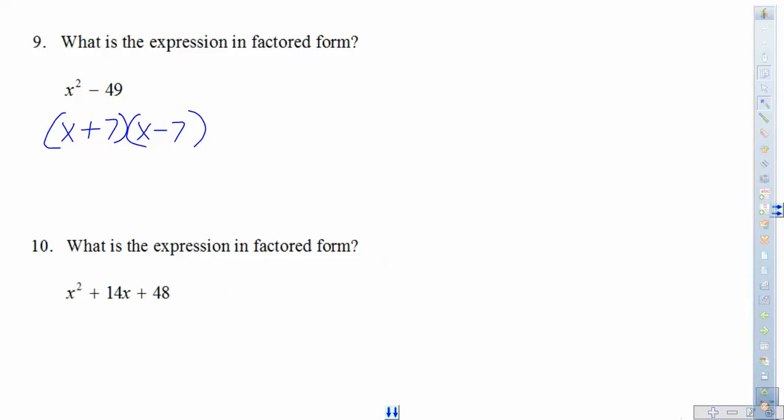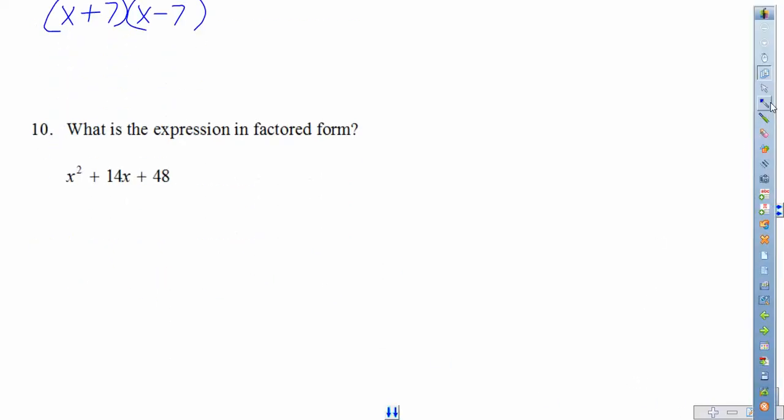So if we look at number 10 right here, that's another one of those big three. Can you come up with two numbers that when we multiply them together we get positive 48? And those same two numbers add up to 14. I think we can do it. X times x is x squared.